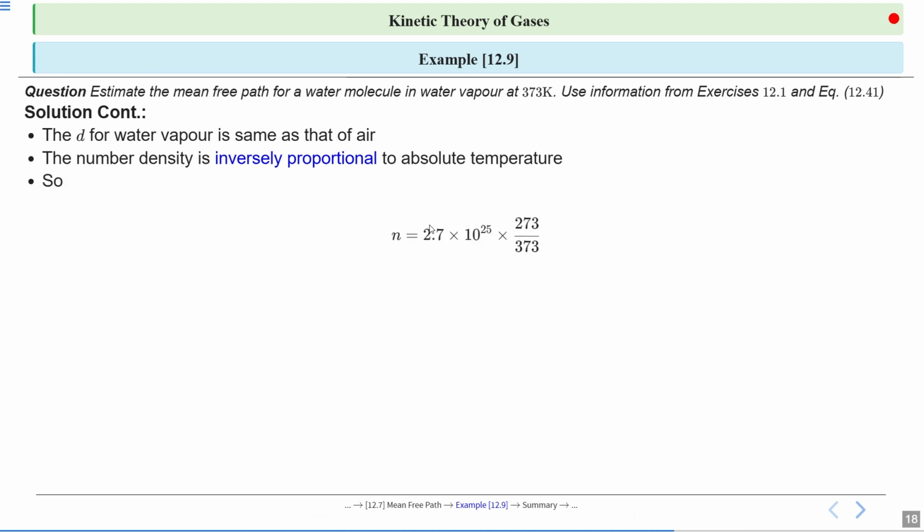n equal to 2.7 into 10 raised to the power 25 into 273 divided by 373. This step involves simple arithmetic to adjust the number density from standard temperature to our given temperature. So solving this, you will get n equal to 2 into 10 raised to the power 25 per meter cube. This value will be used in further calculations to determine mean free path.